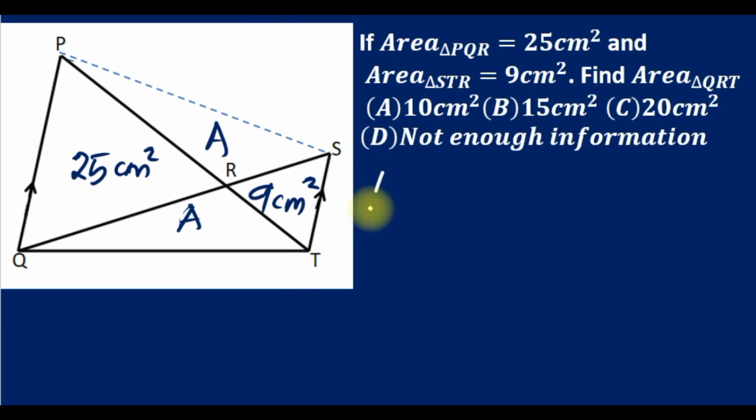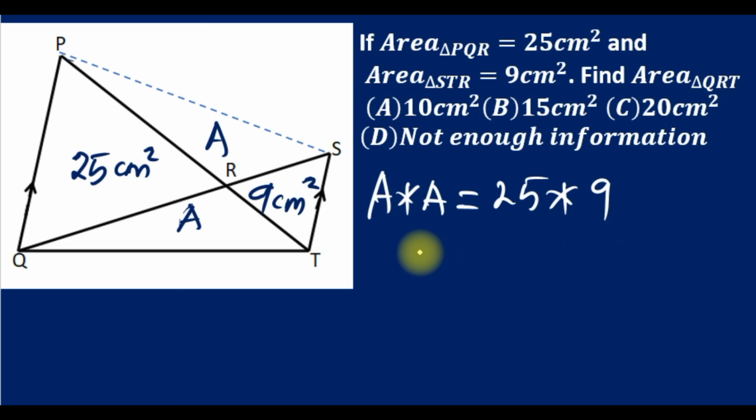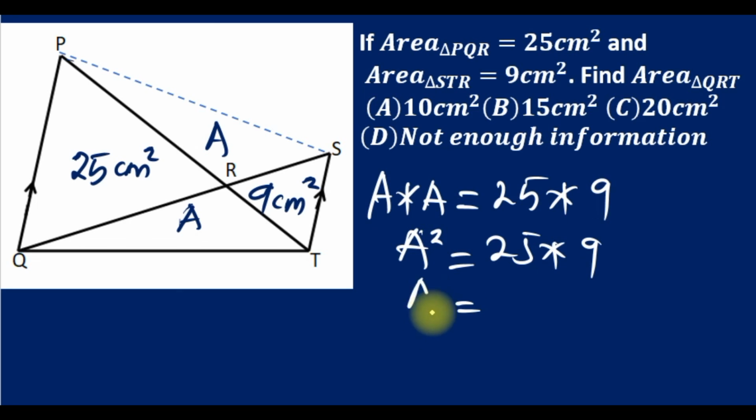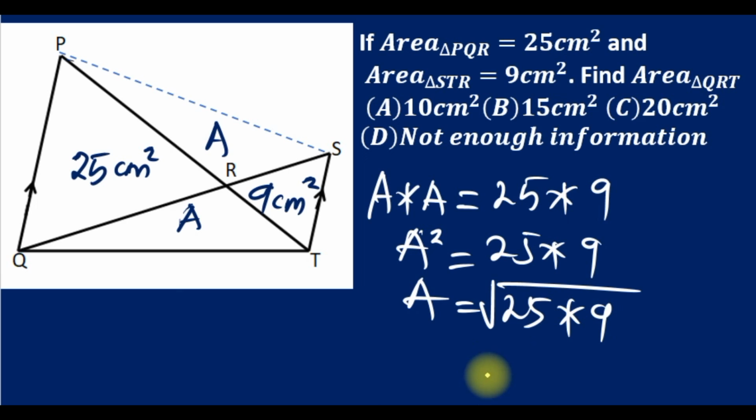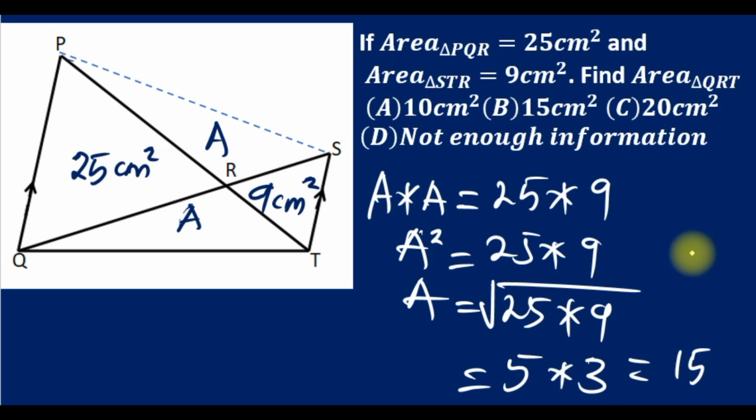So we now see that A times A will always be 25 times 9. So we have A squared is 25 times 9. A is square root of 25 times square root of 9. Square root of 25 is 5, while square root of 9 is 3. 5 times 3 is 15, so the answer is option B.